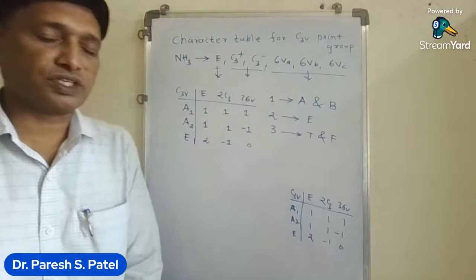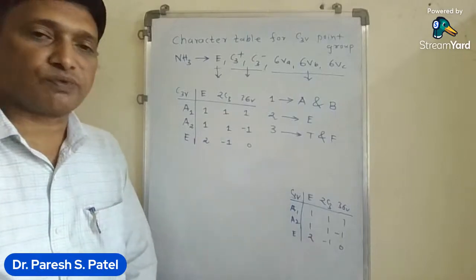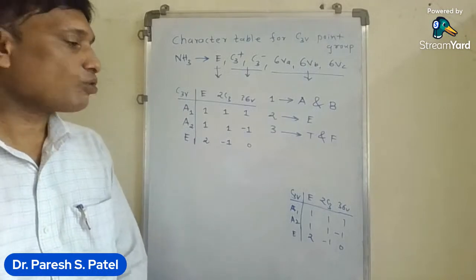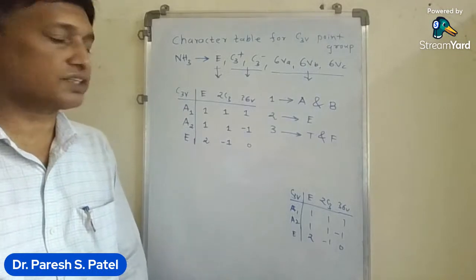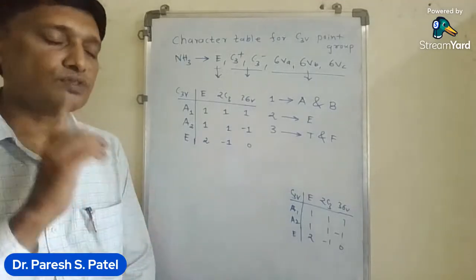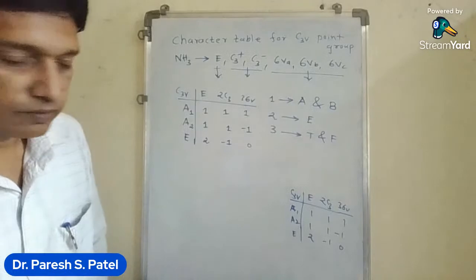Okay, so dear students, this is the character table for the C3V point group, and from the exam point of view, this is most important. Either construct the character table for the C2V point group or construct the character table for the C3V point group.